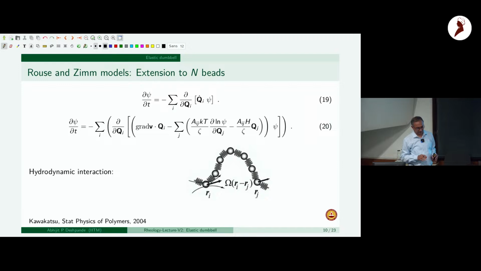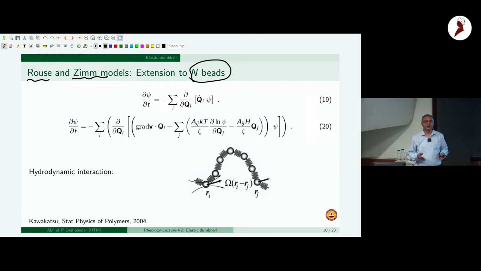So quickly now, in summary, I'll just talk about a few modifications, and these are basically Rouse and Zimm models, which are extensions to N beads. Methodologically, it remains very similar. However, algebraically and theoretically, it becomes complicated because they become coupled equations, and you will have to use approximations to try to arrive at constitutive relations.